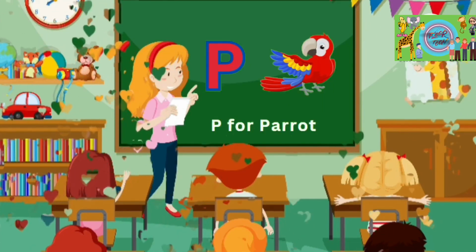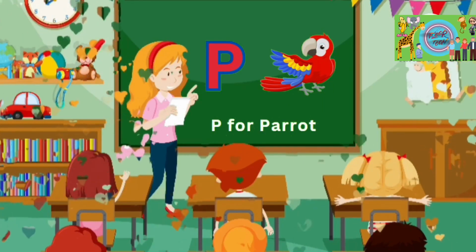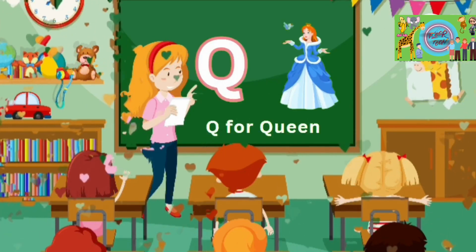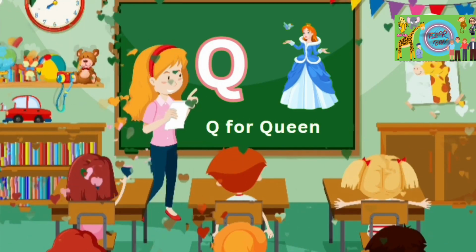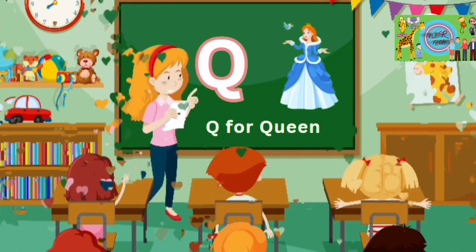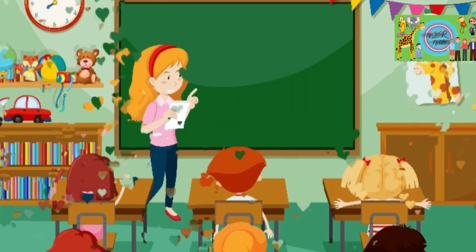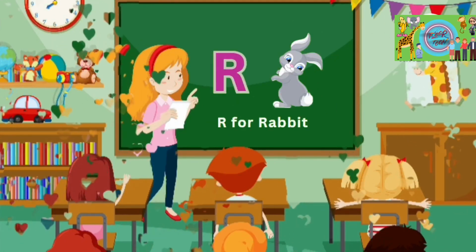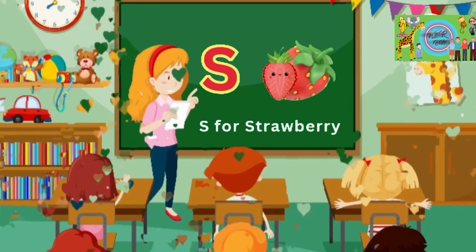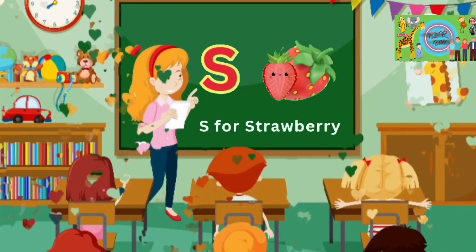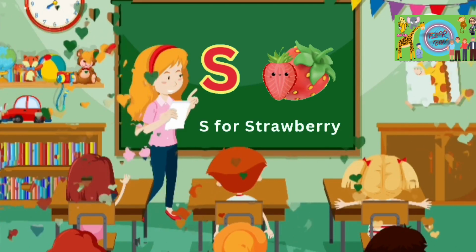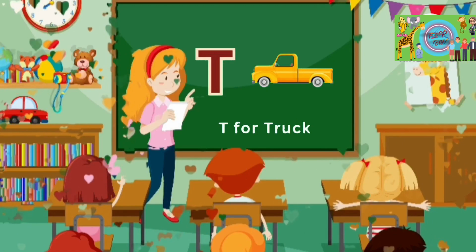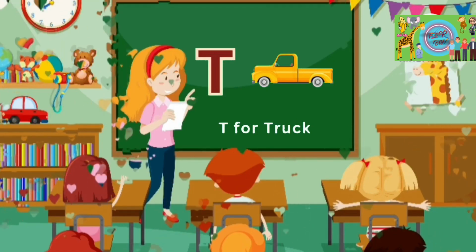P for parrot. Q for queen. R for rabbit. S for strawberry. T for truck.